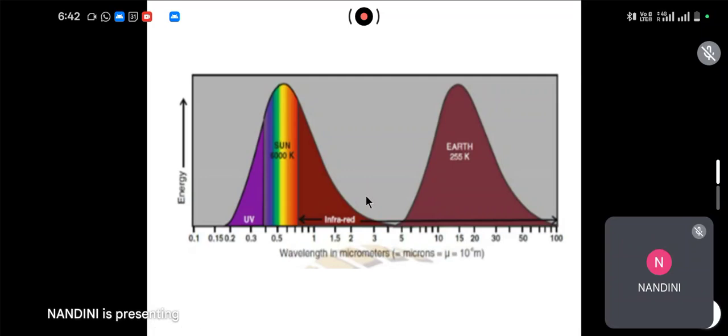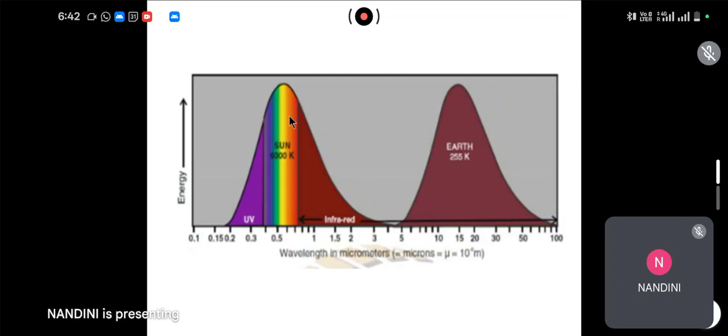Now we look at how the energy is distributed along different wavelengths in case of the sun and in case of the earth. The first one is the case of the sun, where we can see the emission spectrum peaking around 500 nanometer, or 0.5 micrometer.